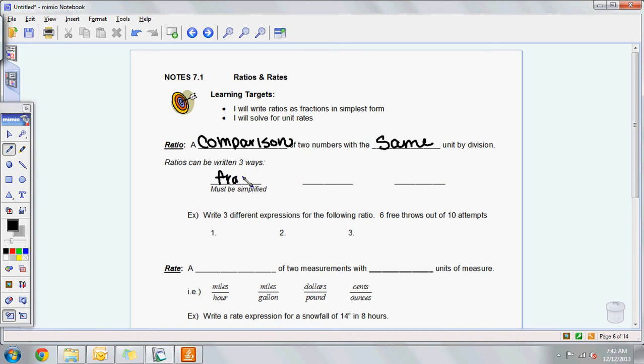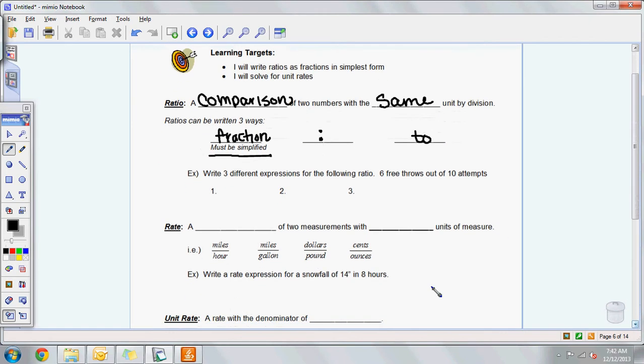When you write it as a fraction, and really when you write it as any of these forms, you have to remember to simplify it. And I'll show you what I mean by that in a minute. But the first way you can write ratios is in fraction form, because it's unit by division, which is the same thing as fractions. The second way you could write them would be with a colon, and I'll show you what I mean in a minute. And then the third way to write it is to separate the two numbers that you're comparing by the word to. So let's go ahead and do an example so you know what I'm talking about.